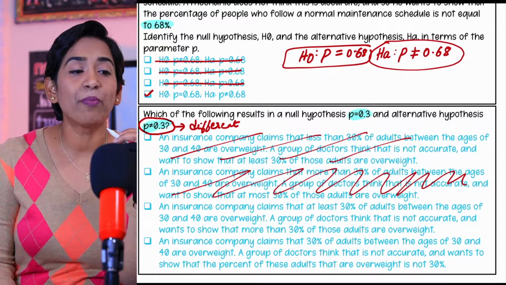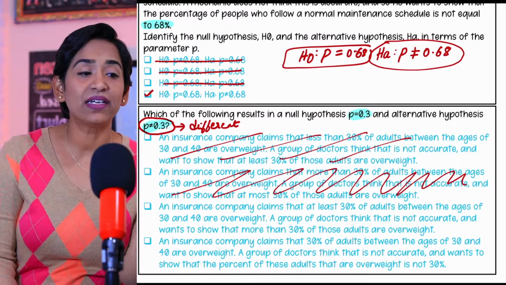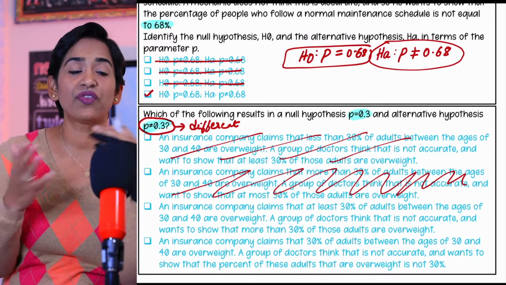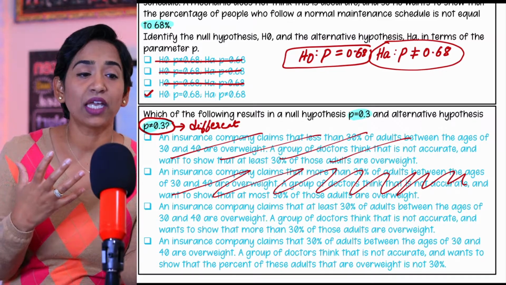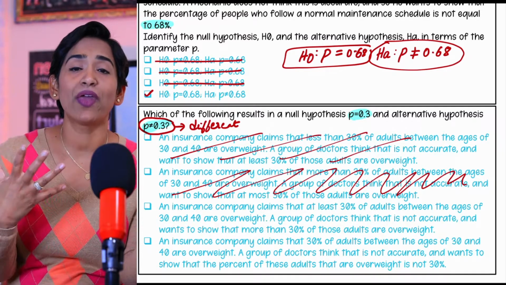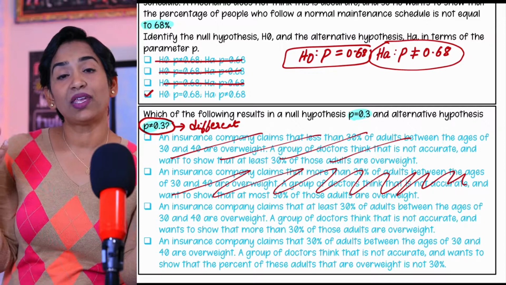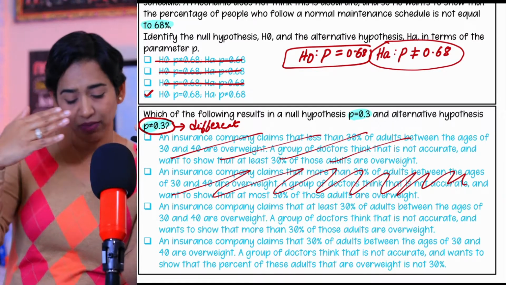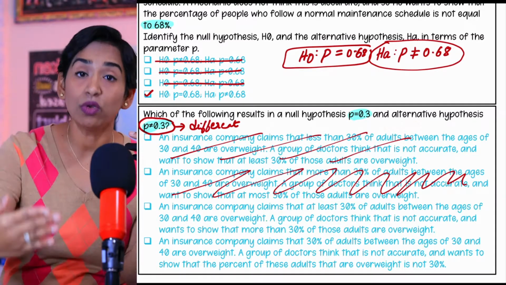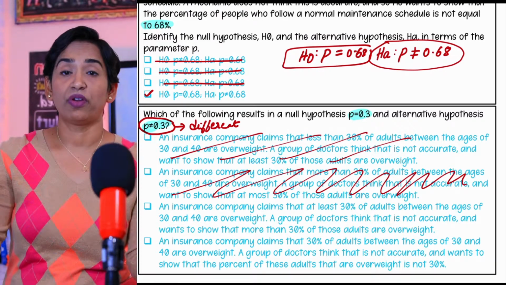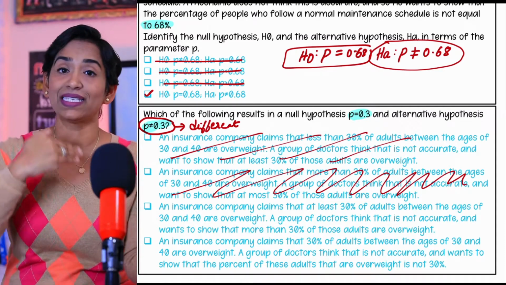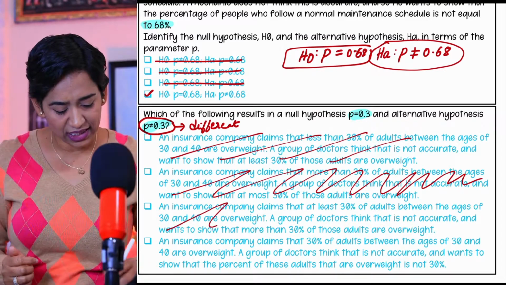Let's look at the next one. An insurance company claims that at least 30% of the adults between the ages of 30 and 40 are overweight. A group of doctors think this is not accurate and want to show that it's more than. That's not what the doctors are thinking. The doctors are saying our null hypothesis is equal to 30% and our alternative is different from 30%. We did not talk about less than or greater than. So again, this is not an option.